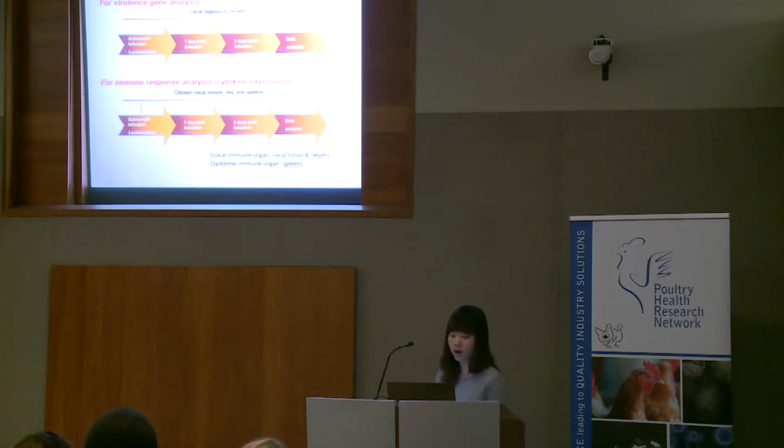And these are the samples that we obtained. For the virulence gene expression of Salmonella, we first infected the chickens with Salmonella, and we also gave the Lactobacillus treatment. After 1 day post-infection and 3 days post-infection, we collected the cecal digesta of the chickens, and then we did data analysis. But for the immune response analysis, we only collected the cecum, tonsils, ileum, and spleen for the cytokine expression analysis. We also collected the samples at 1 day post-infection and 3 days post-infection.